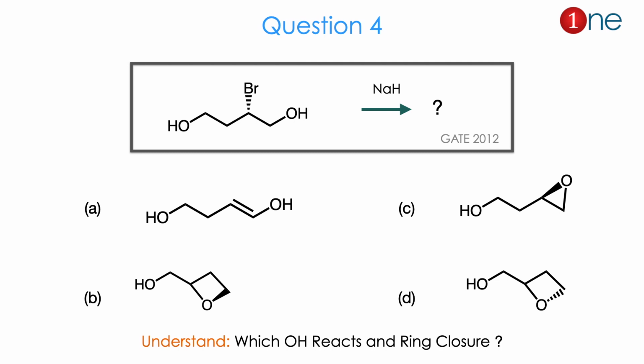Then question number 4. The starting material is a linear system attached with 2 alcohols, and you have bromine on the second position. You are using the strong base sodium hydride. They ask you to find the product. The product can be an alkene, or a cyclopropane formation, or the epoxide formation, which is O above, or a cyclobutane kind of architecture with oxygen, either above the plane or below the plane. So basically the question is about which OH reacts and how the ring is closed. The answer is C. Let us see how.